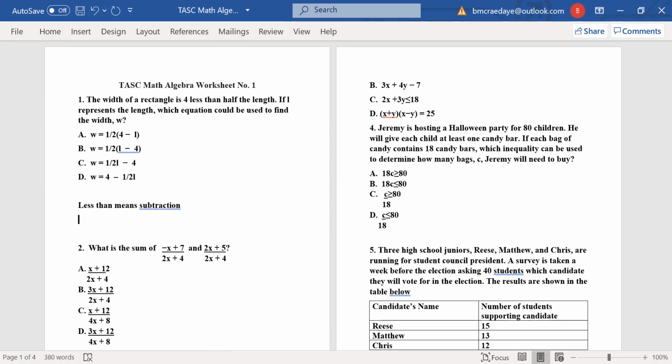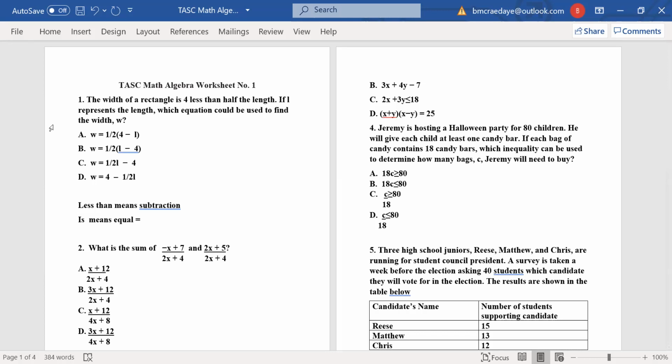When you say something is, what does that mean? What symbol is that? Equal. When you say is, the width of a rectangle is, that means equal. Less than means subtraction. So when you see is, it means equal. That's how you can translate the words into the math.